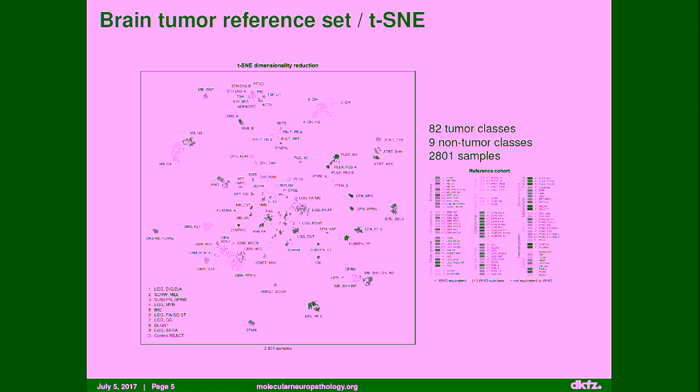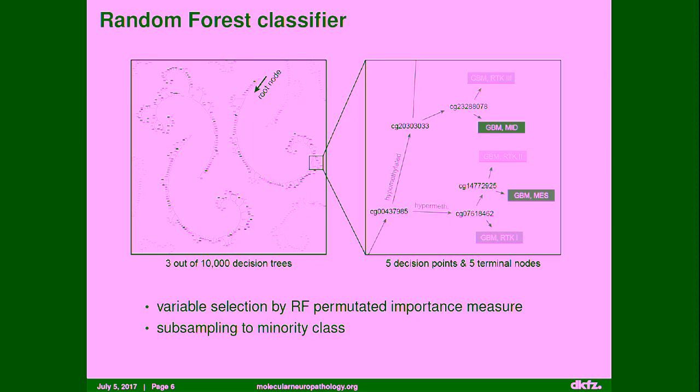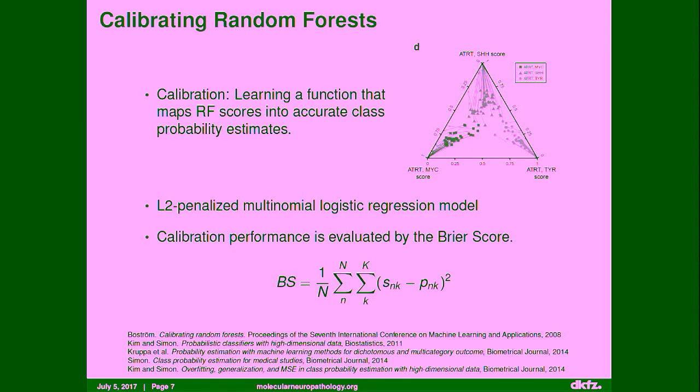by using methylation data. And to learn this methylation-based classification of brain tumors, we've applied a random forest classifier using the RF permutation importance measure to select important CpG probes for the classification, and taking the imbalanced class sizes into account by subsampling to the minority class. And we also incorporated a calibration model which basically maps the raw random forest scores into accurate class probability estimates, which can then be used for diagnostic purposes in the clinic.